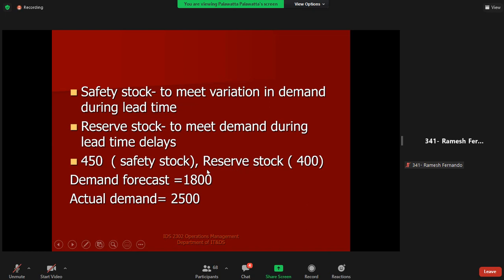So it depends. A company needs to make sure whether there are variations in demand during lead time and also whether there are delays in the lead time. Lead time is also an estimated number, but there can be delays. Let's say you are supposed to get the order in 2 months and then there's a delay of 1 month. So these kinds of delays are also possibilities.